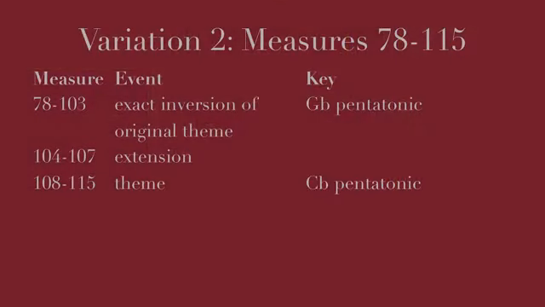Variation 2, the larghetto variation, the theme is presented twice in exact intervallic inversion. In other words, when the pentatonic melody from the opening goes up by step, this one goes down by step. And it's exactly the same intervals throughout, inverted.